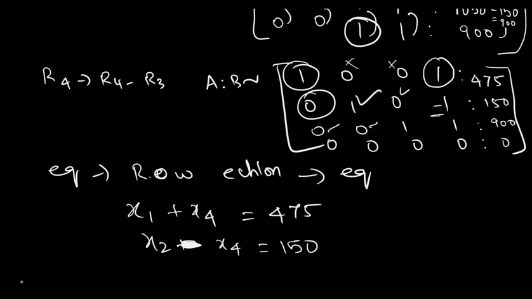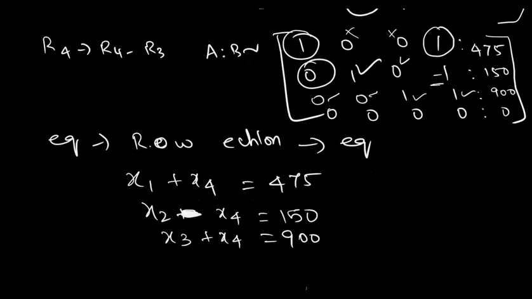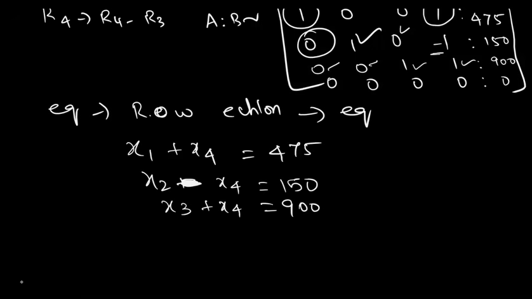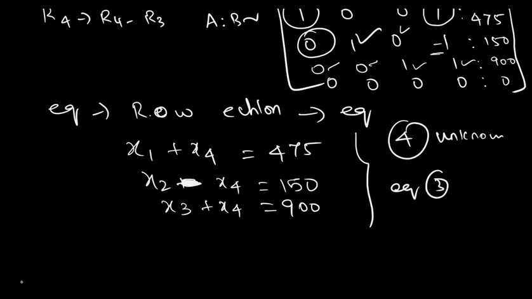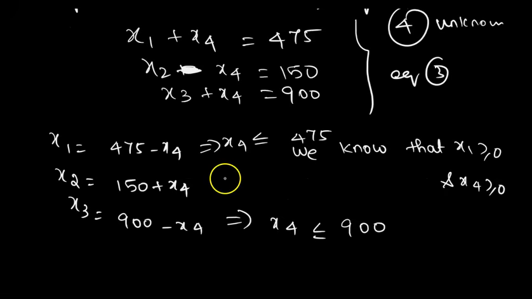No x1, no x2, x3 and x4 are there. x3 plus x4 is equal to 900. And finally we have the last equation completely 0. If you remember how to check consistency and whether the solution exists or not, here the number of unknowns is 4 and your equations are 3. So you can choose one as arbitrary, and here we will see the range for x1, x2 and x3. I have written all these things.